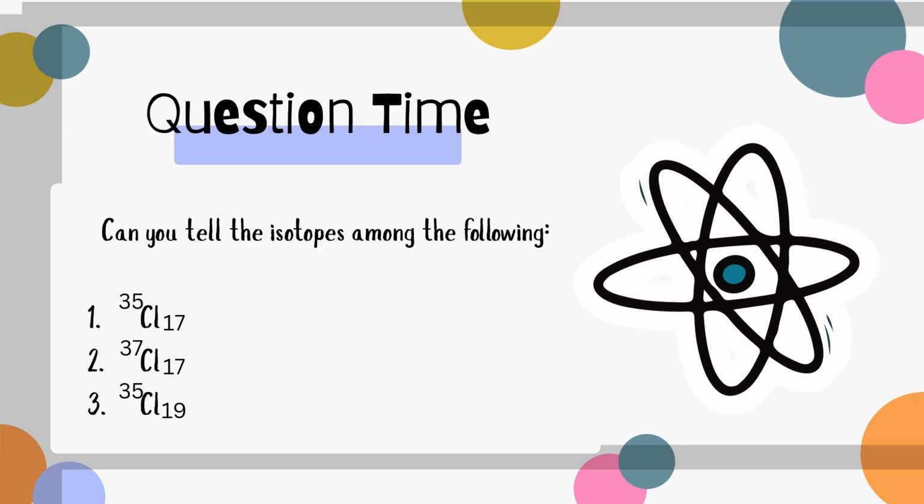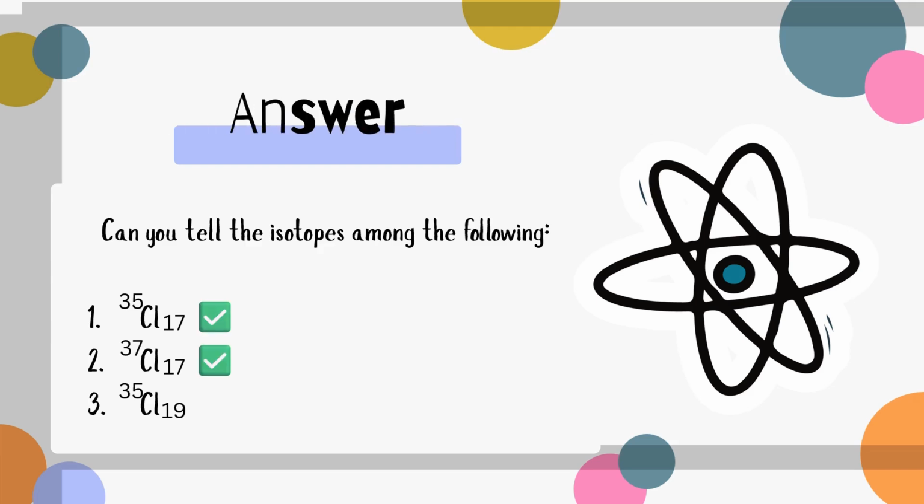Again, a question for you. Can you tell the isotopes among the following? Pause the video, think and answer. If you answered 35Cl17 and 37Cl17, then you are correct, because 35 and 37 are the mass numbers, and for an isotope the mass number is different rather than the atomic number, because the number of neutrons differ in an isotope, not the number of protons.